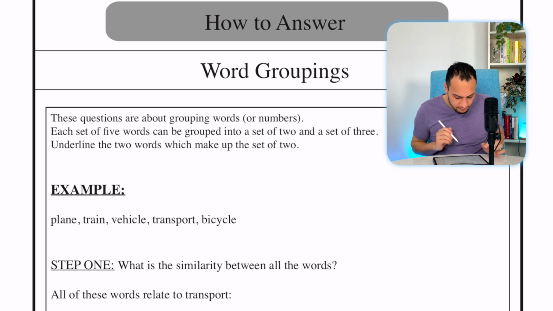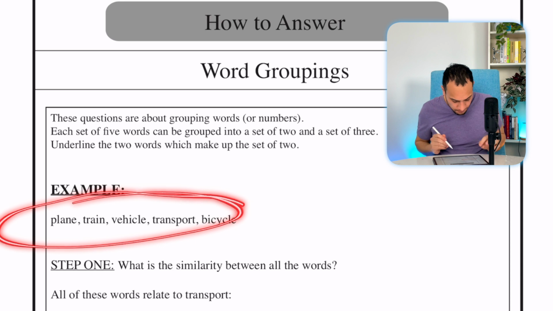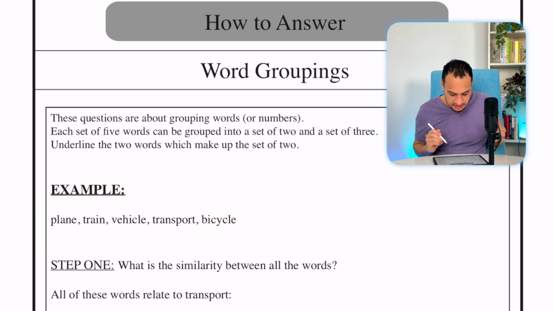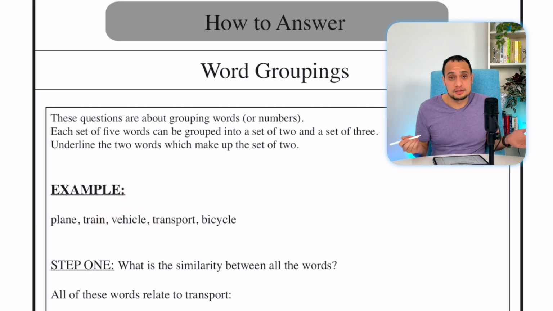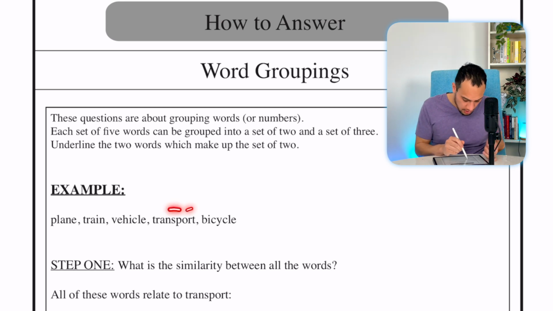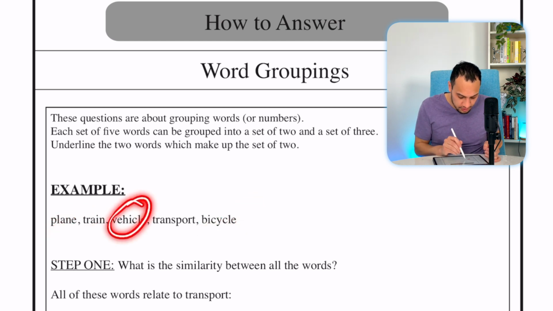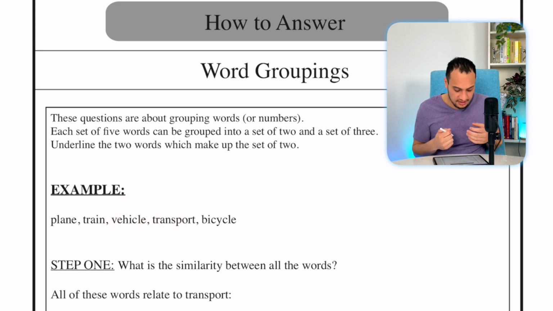So we've got plane, train, vehicle, transport and bicycle. That's our example. Think about what the similarity is between all the words. Plane is a vehicle. Train is also a vehicle or form of transport. Vehicle is a general word for the form of transport. Transport is the wider category. And bicycle is again a vehicle. So we can eliminate 3 of these, and we're left with vehicle and transport as the ones that are grouped together because they're wider categories of things. So let's go on to some examples.